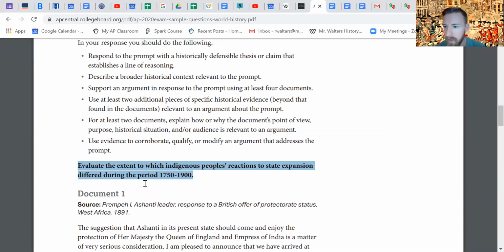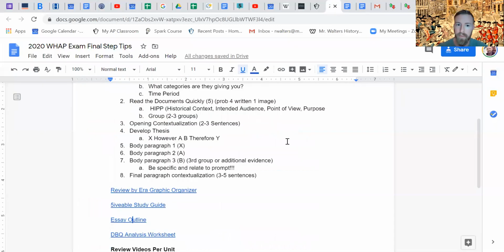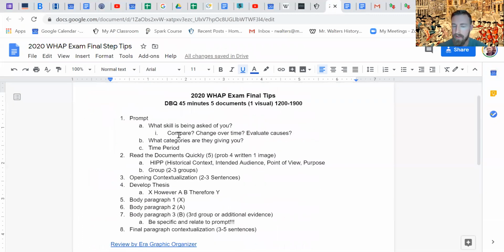The prompt, this one, the example they gave, is: evaluate the extent to which indigenous peoples' reactions to state expansion differed during the period 1750 to 1900. Remember what we talked about doing whenever you get a prompt. Whenever you get a prompt, the first thing you do, what are they asking you? To compare, change over time, or causes?